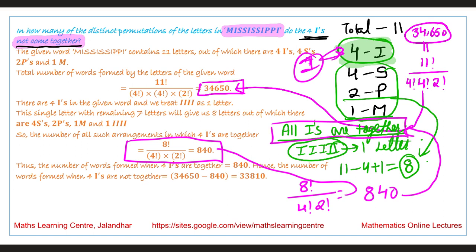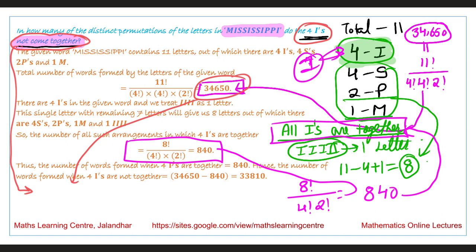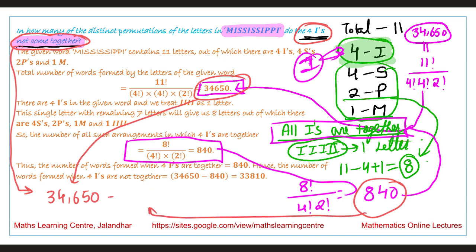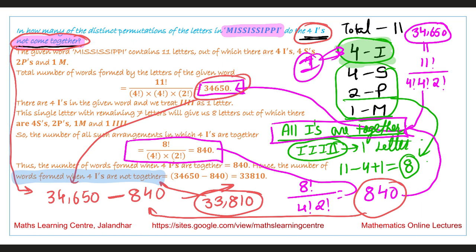Now in this question we are being asked that the 4 I's do not come together. So the total number of ways is 34650, and the number in which they are together is 840. So 33810 ways are there in which the words are formed when the I's are not together.